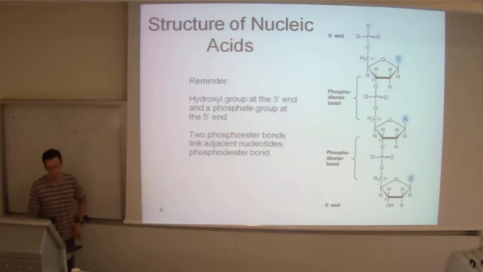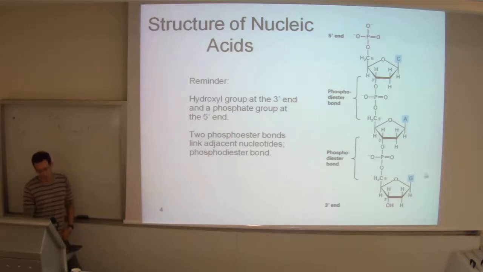A reminder of what nucleic acids look like. You have the sugars here, and the phosphates and the bases. This is the alternating backbone of nucleic acid, with the phosphodiester bond between each nucleotide. We have the phosphate and a link to an oxygen, which we call phosphodiester.